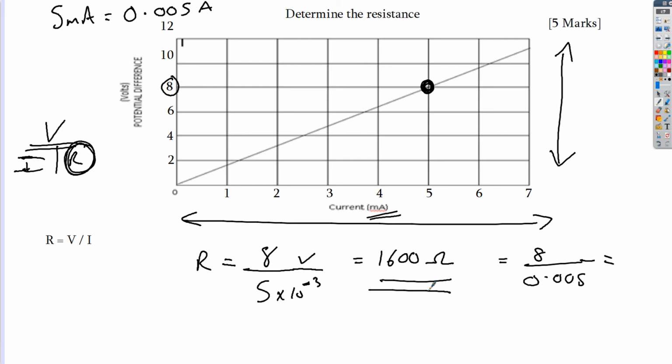What did I really do? I drew a dot. I worked out a number across from the dot. I worked out a number under the dot. I changed that number by dividing it by 1,000, and then I did one over the other on a calculator. I didn't actually have to think hardly at all, and I've got 5 marks.